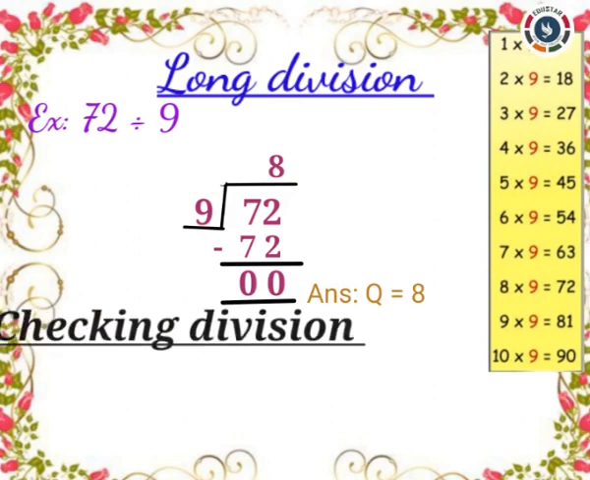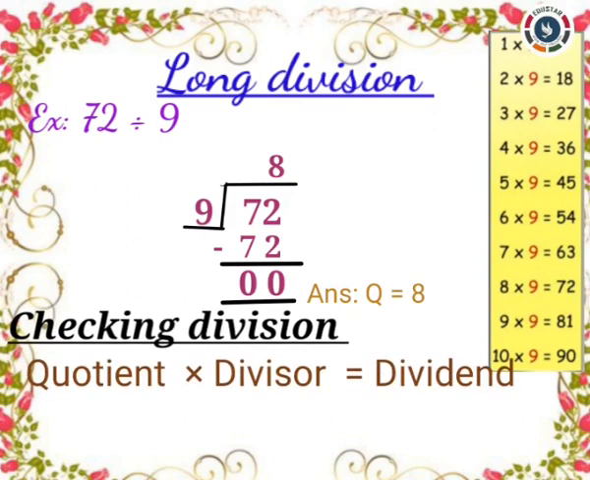Let's check the answer. Quotient into divisor is equal to dividend. 8 into 9 is equal to 72. We know already 8 9's are 72. So 72 is equal to 72. So our answer is correct.